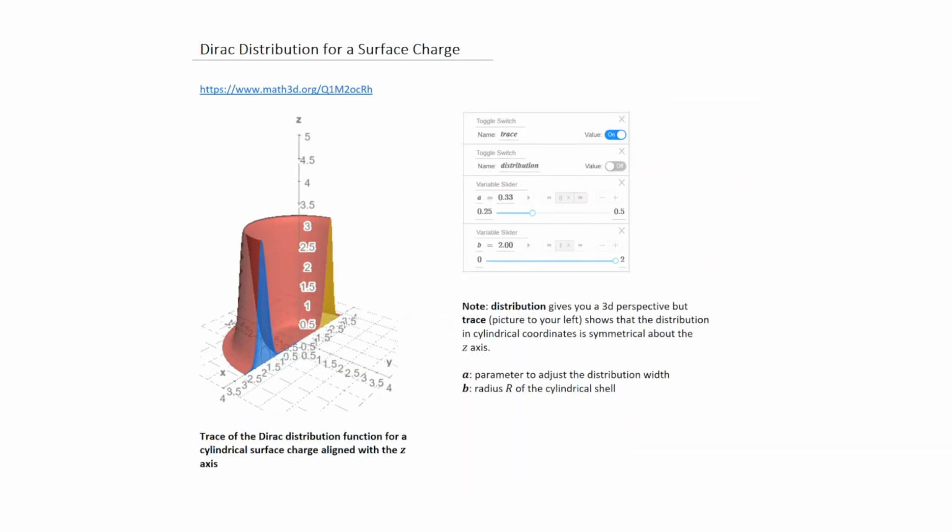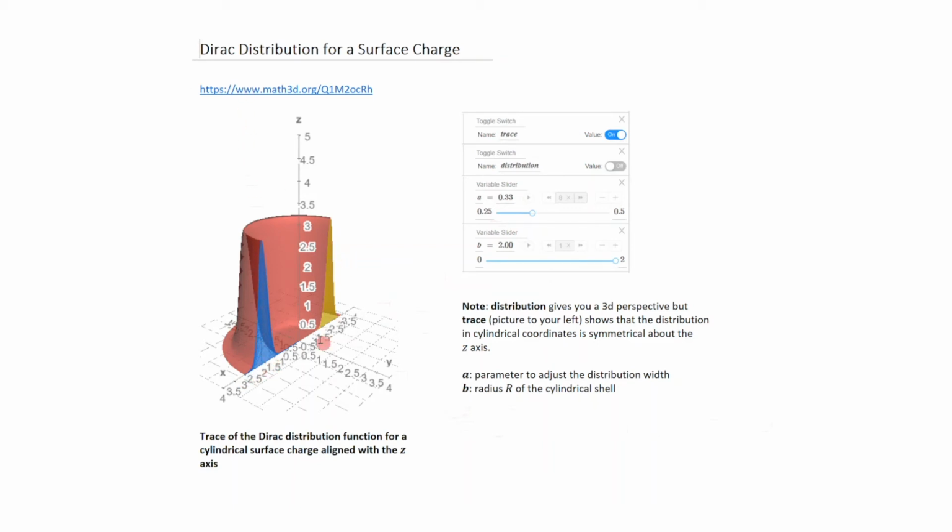Okay, so Dirac distribution, if it were a surface charge, this is another example. In this example, you can see that it peaks right at r equals capital R. In this case, the slider B represents the radius r of the cylindrical shell. And again, by changing A, you're going to force the width to get smaller, and this thing will start to peak.